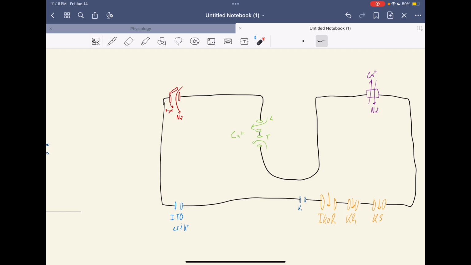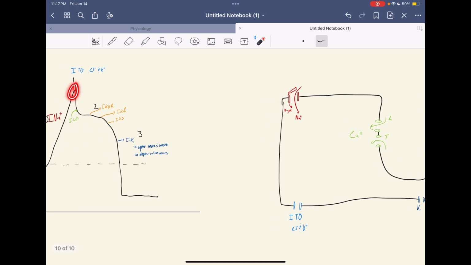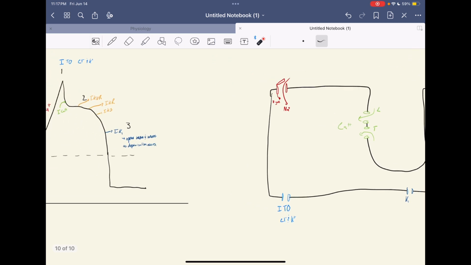But at that time, depending on the density types of your cell, just a few of these ITO channels will open that allow chloride and potassium ions to move through the cell. And there's a few different types, but it's what starts this very quick repolarization. It happens very, very fast.